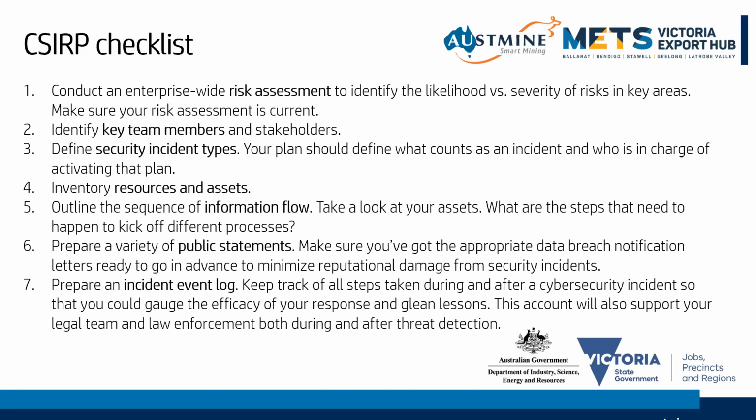Also define the different security incident types. So what is an incident and who is in charge of activating the plan when an incident is perceived to have occurred. Make sure you've got an accurate record of all your resources and your assets, both software and hardware. Until you know exactly what you have, it's difficult to make sure that you've safeguarded it all. Also outline the sequence of information flow. So take a look at your assets. What do you need to do to kick off all the different processes?